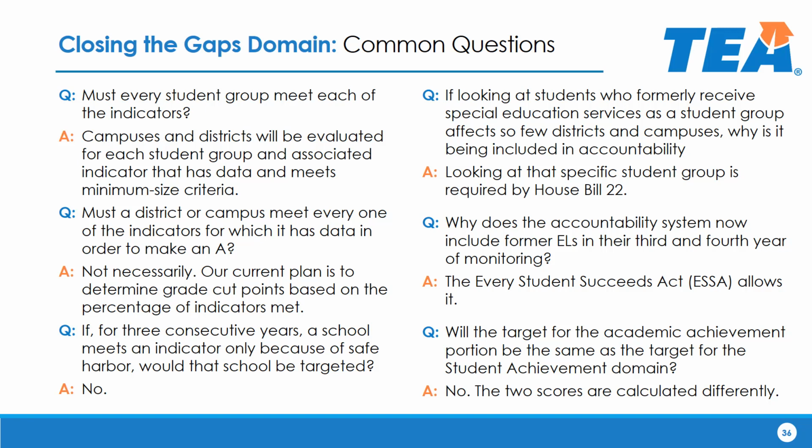Why does the accountability system now include former ELs in their 3rd and 4th year of monitoring? Well, now ESSA allows it, and it's something we're exploring. And again, remember, like I mentioned in an earlier slide, this is an area for feedback. And the final question is, will the target for the academic achievement portion of this domain be the same as the target for the student achievement domain? And the answer is no. The 2 scores are calculated differently.